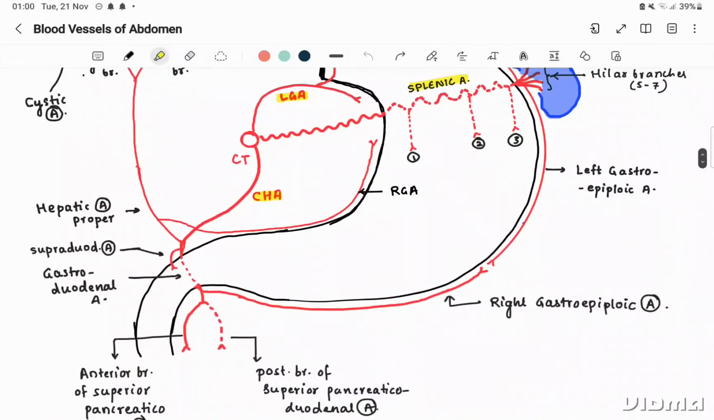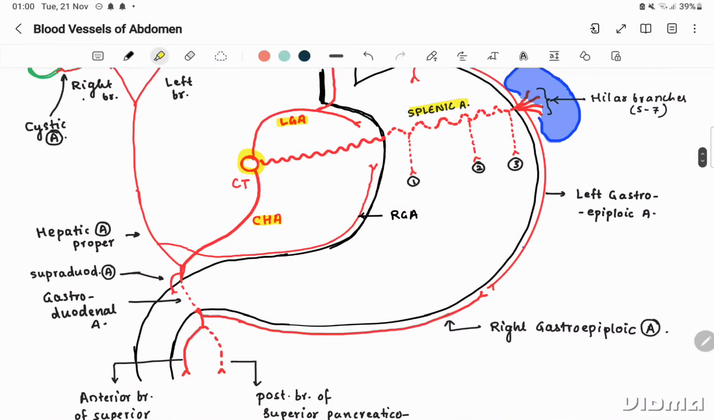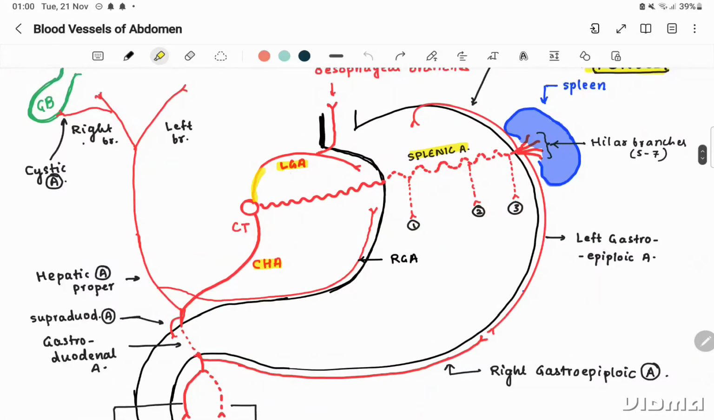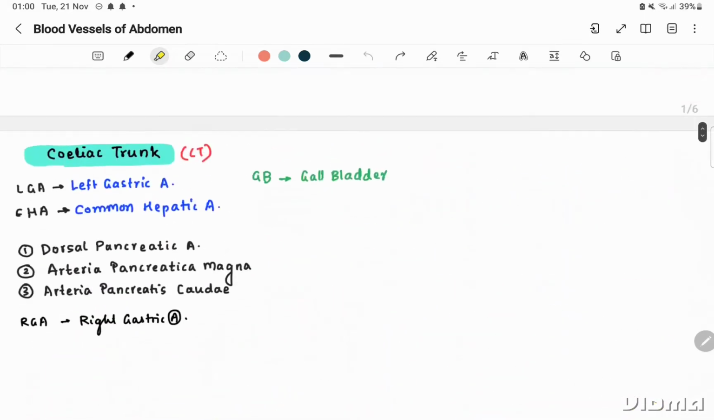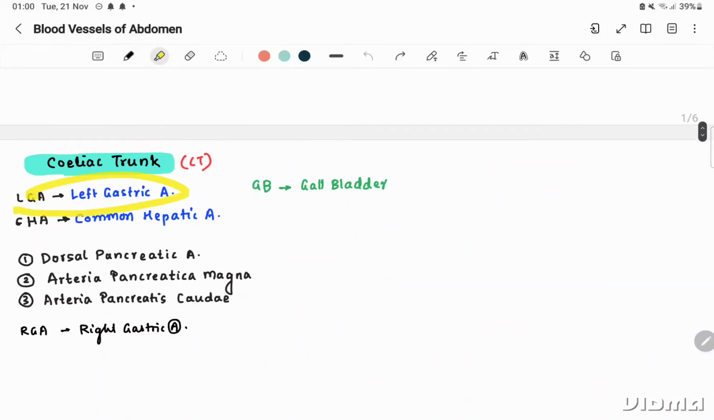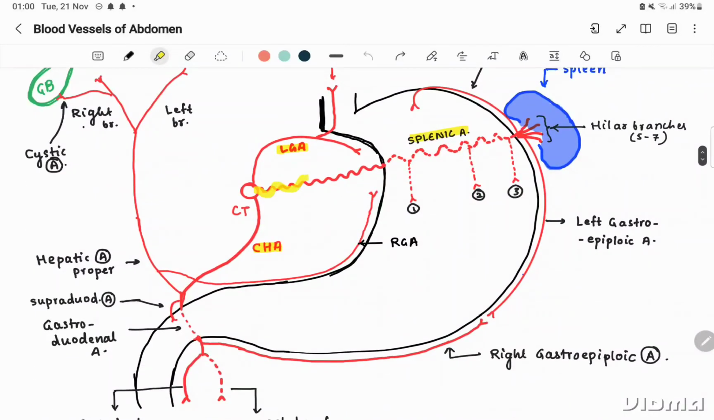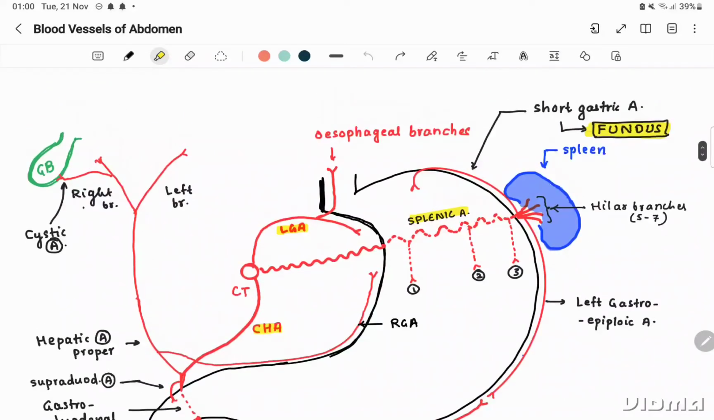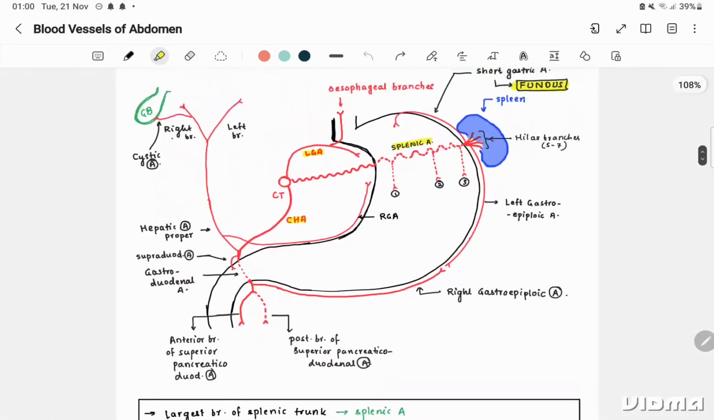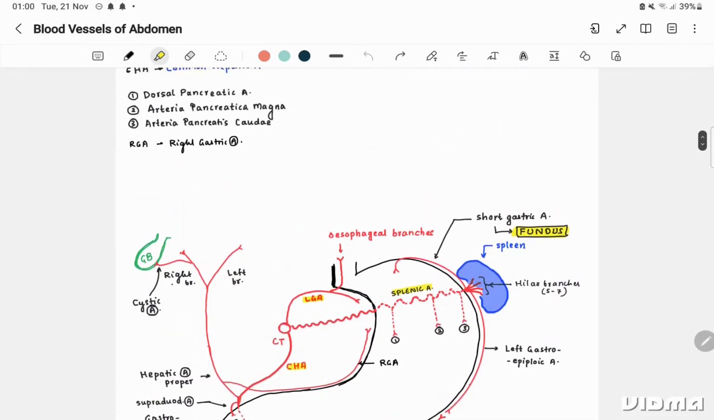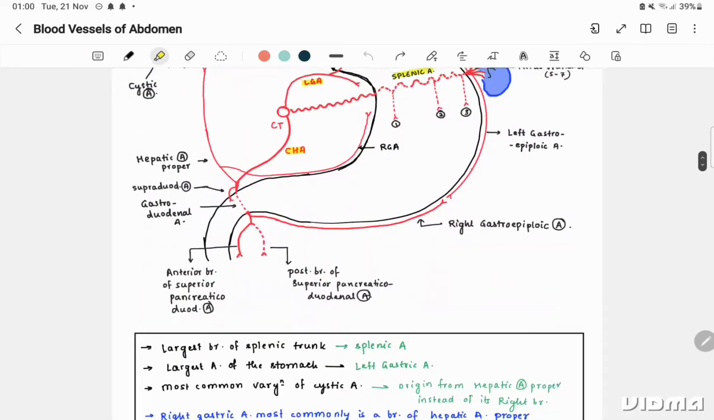So, the celiac trunk. If I discuss the celiac trunk, this is your celiac trunk, and it has three branches: your left gastric artery, your common hepatic artery, and your splenic artery. It has three branches: the left gastric artery, the common hepatic artery, and another branch, the biggest, the largest branch, which is the splenic artery. These arteries are going to supply the spleen, your stomach, and your gallbladder. So let's see how they are arranged.